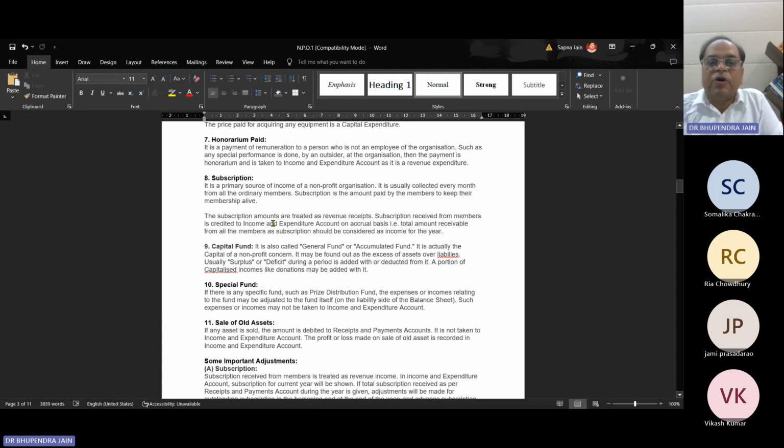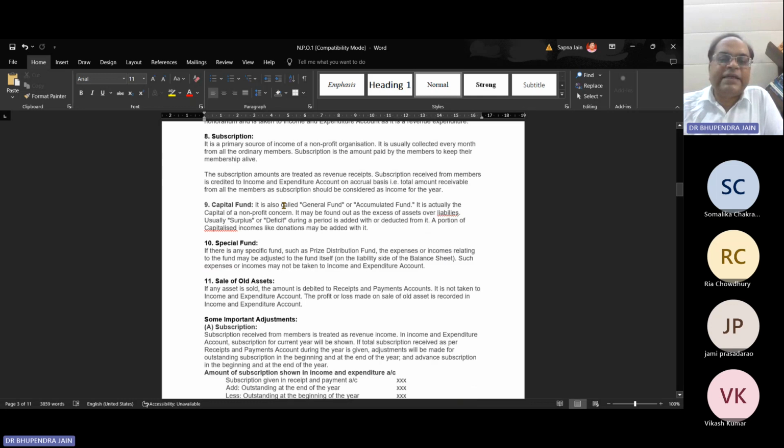And the subscription amount is treated as a revenue receipt, and subscription received from the members is credited to the income and expenditure account on accrual basis. Accrual basis means the total amount due of the subscription during the financial year. We have done, I think, 4 or 5 questions regarding the subscription. Clear?